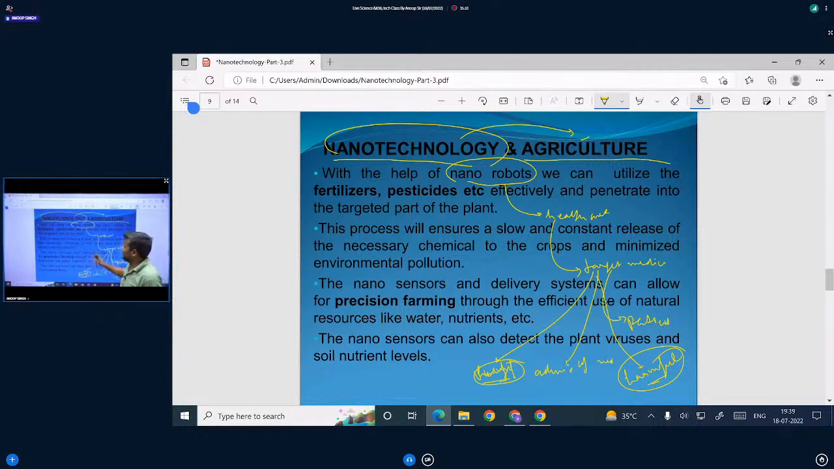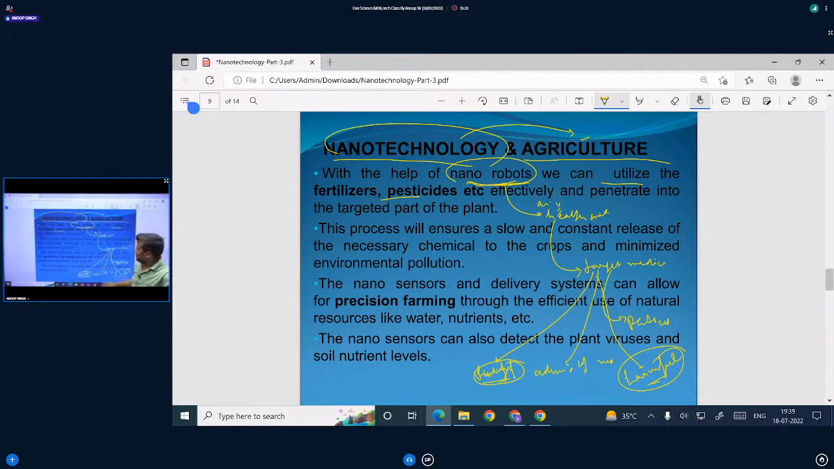Now the same thing is happening over here also. With the help of the nano robots, we can supply these chemicals, fertilizer, pesticides or insecticide to the targeted area only. It is not required to spread them in the air like this.